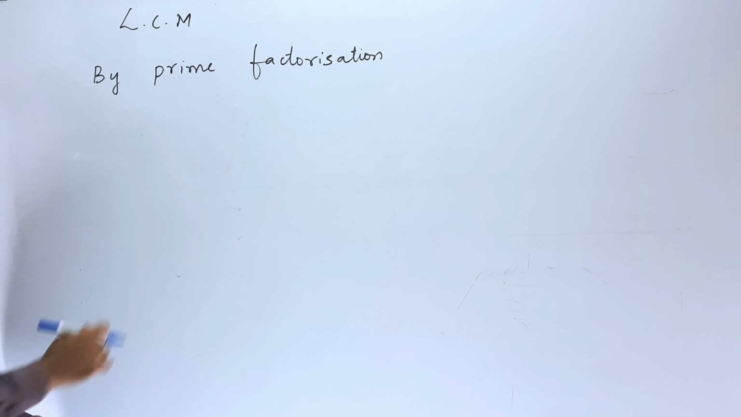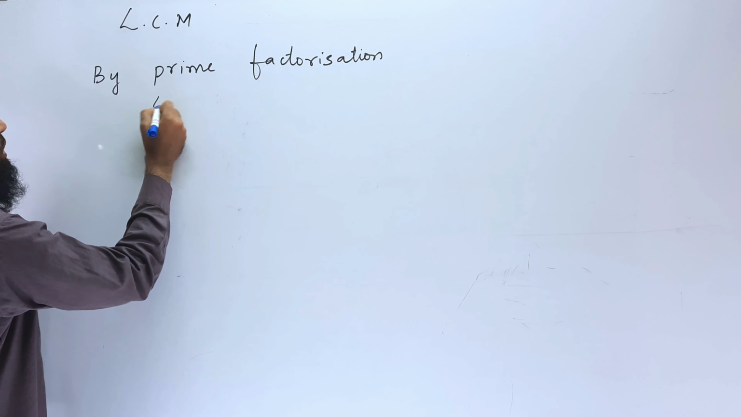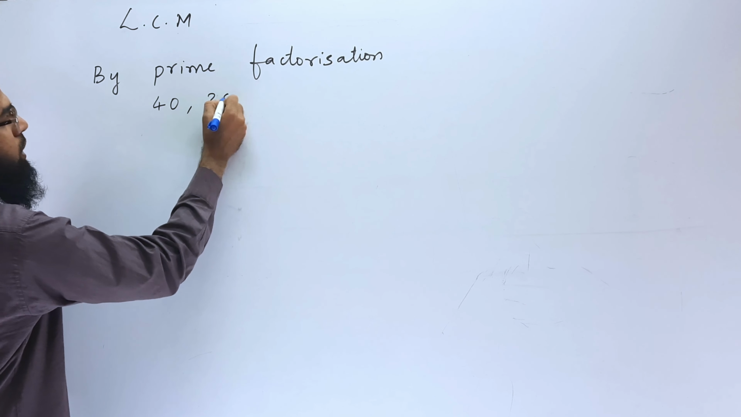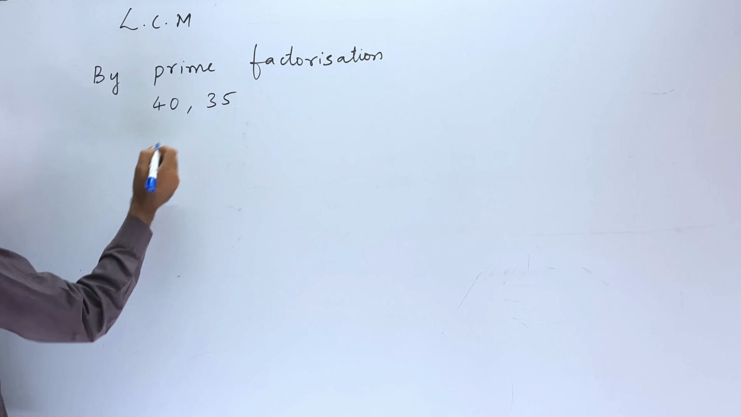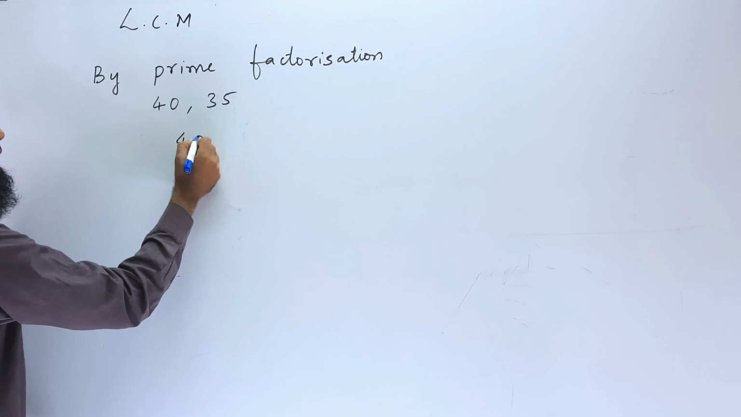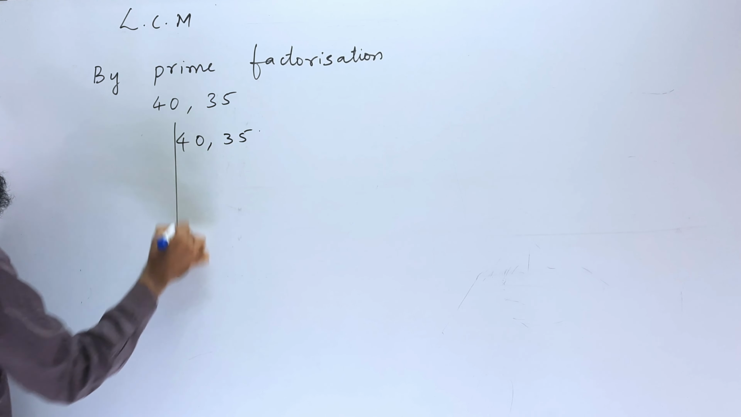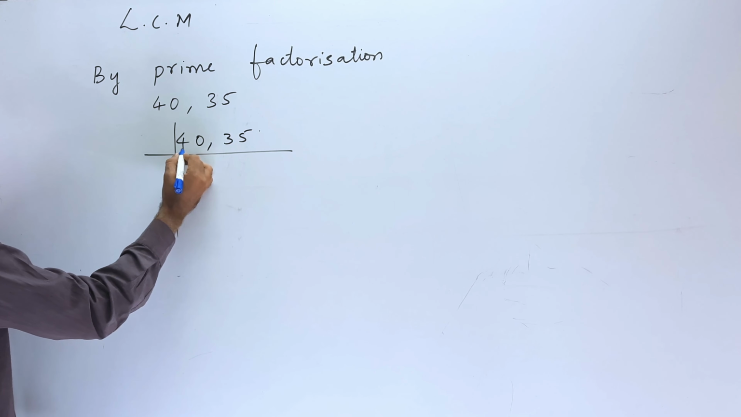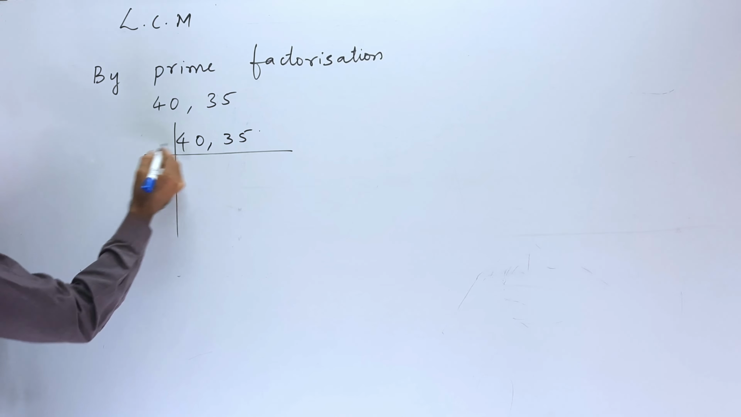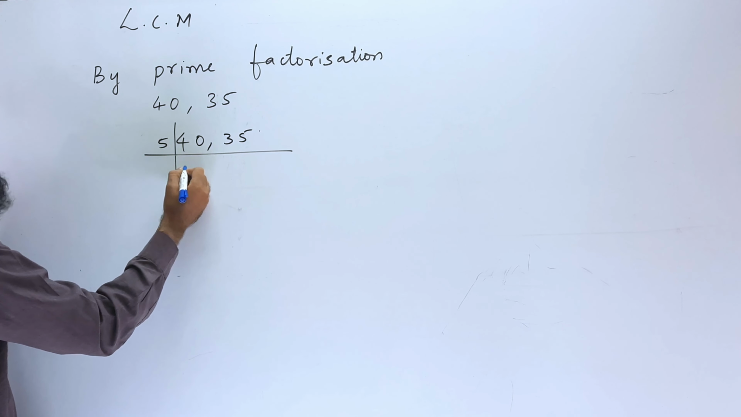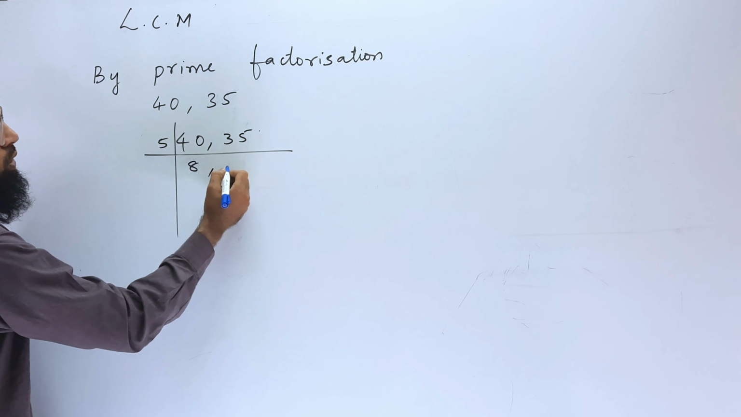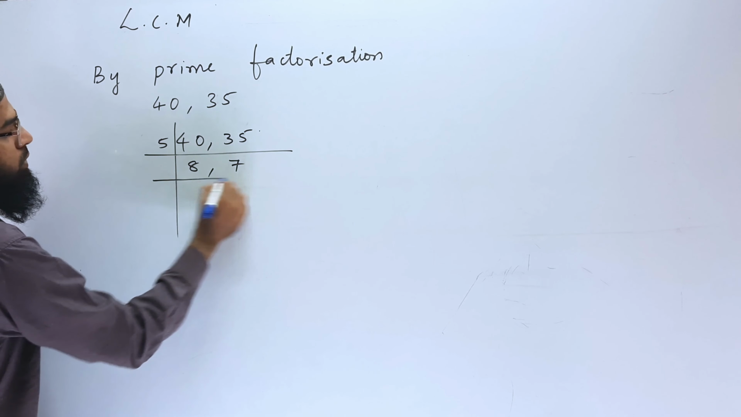So let us take one example like 40 and 35. We have to find the LCM of these two. So we will take out the factors of 40 and 35. Both come in the 5 table, or you can go with the smaller one, that is 2. So let us take 5. 5 8s are 40, 5 7s are 35.